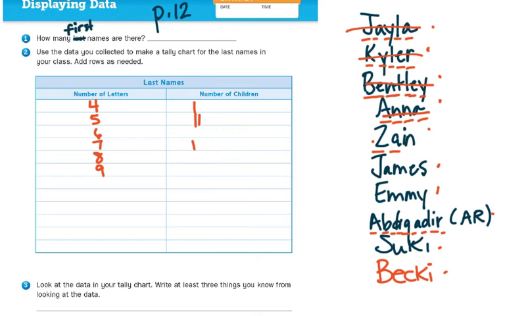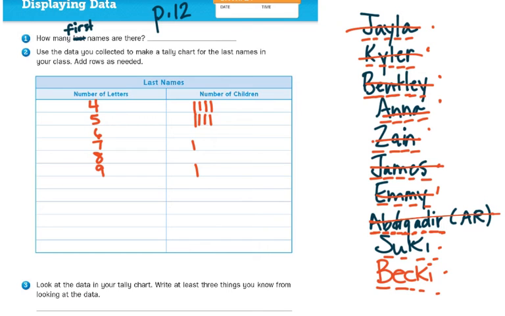Zane, 1, 2, 3, 4. Zane has 4. Let's make a tally mark there. James, 1, 2, 3, 4, 5. Make a tally mark next to number 5. Emmy, 1, 2, 3, 4. Make another tally mark next to the number 4. Abdikadir, 1, 2, 3, 4, 5, 6, 7, 8, 9. Mark him off. Suki, 1, 2, 3, 4. And Becky, 1, 2, 3, 4, 5.